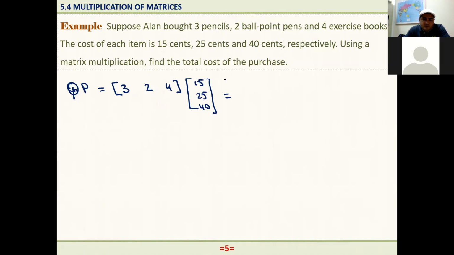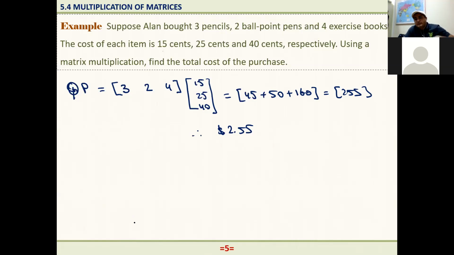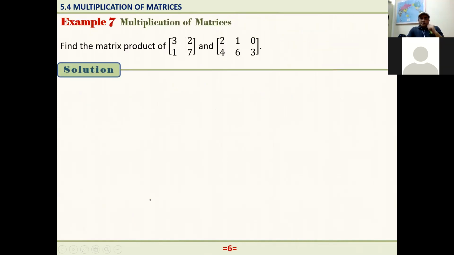Anyway, here we have 3 times 15, that is 45 cents, plus 2 times 25, that is 50 cents, plus 4 times 40, 160 cents, which is equal to 255. And find the total cost of the purchase. Total cost is $2.55. Okay, good. So find the matrix product of this by this.